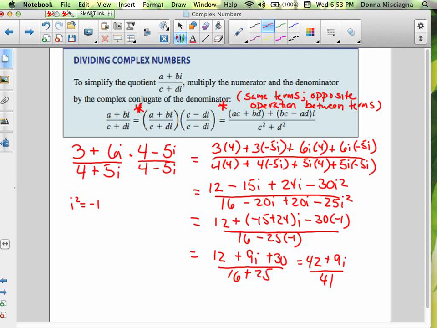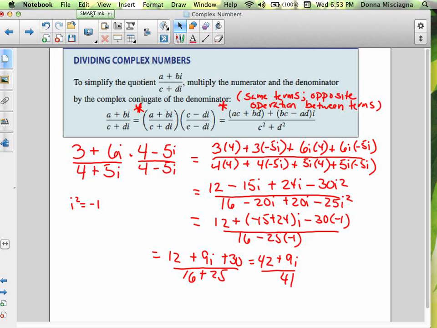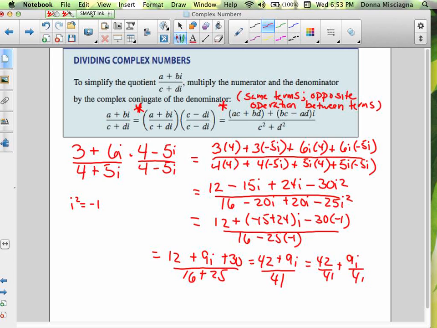And we can split that up into two fractions because we have a single number in the denominator. That's how we're able to divide. I'll just move that over so that I can. So let's just split that fraction up. So now we have equals 42 over 41 plus 9i over 41. And there you go. That's all there is to that. All right, a little multiplication, a little addition, and then simplifying at the end.